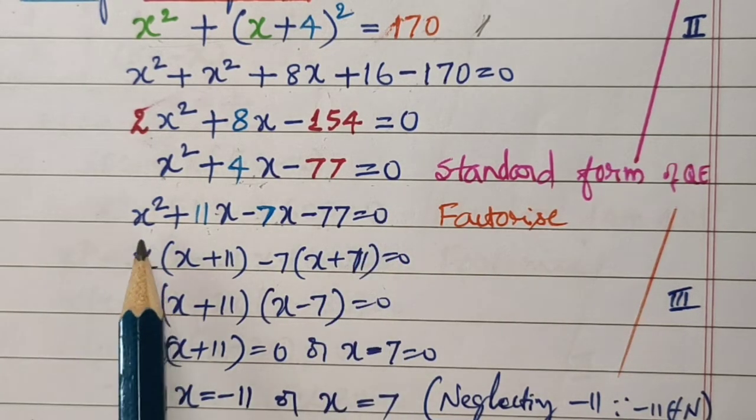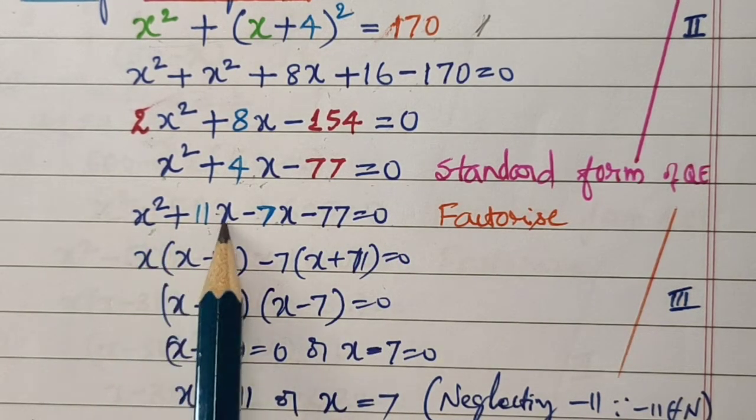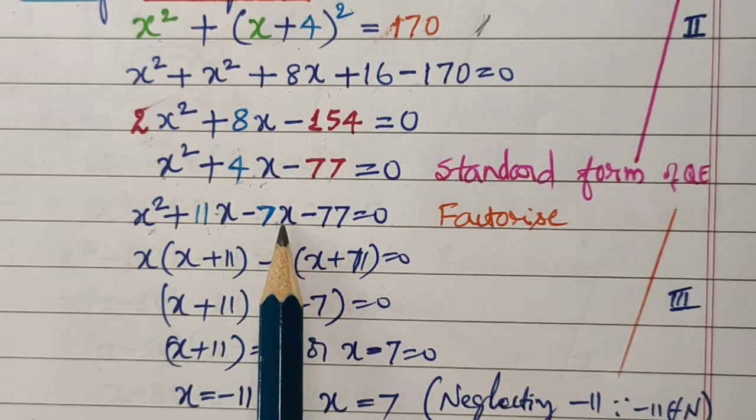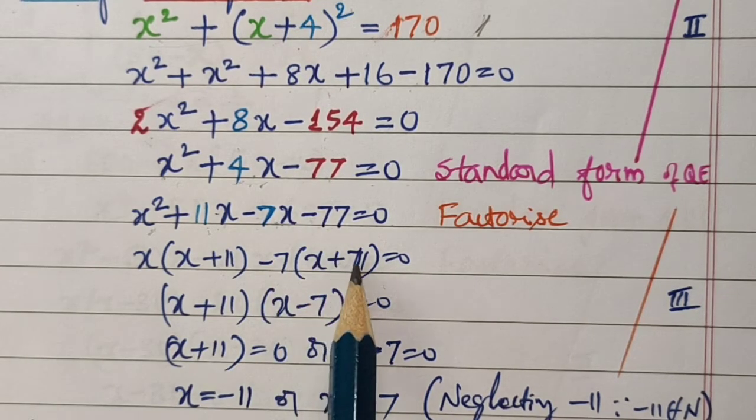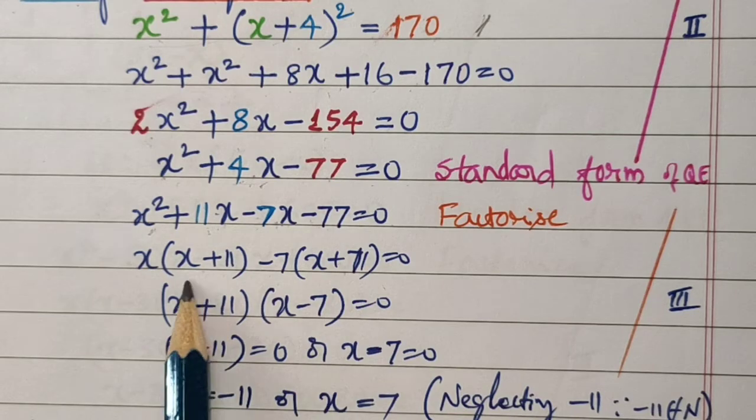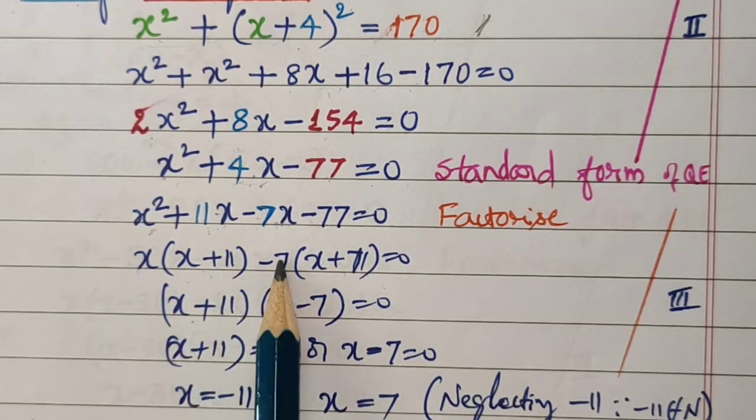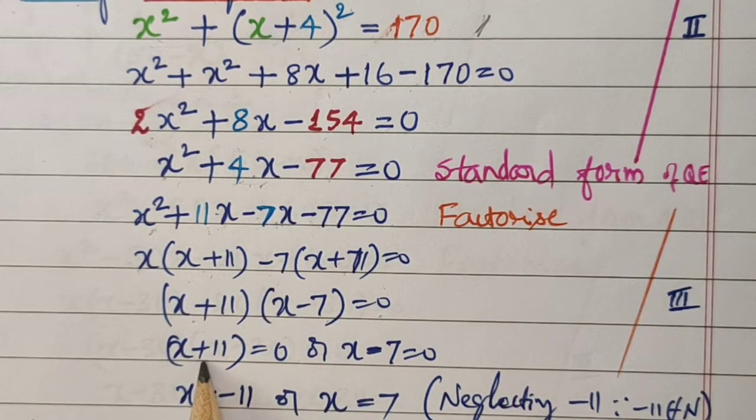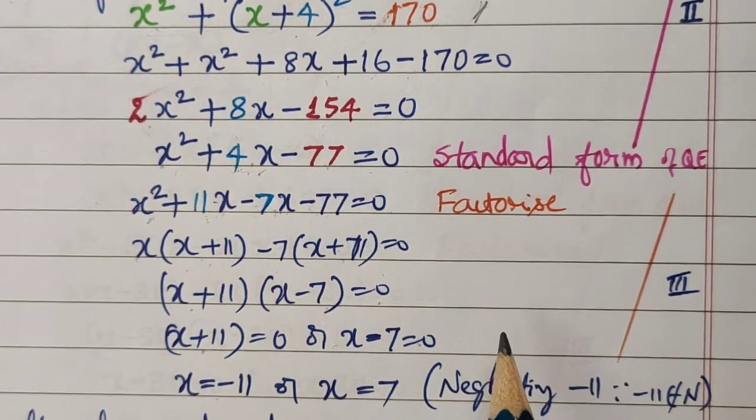Factorize this. Take out x common: x(x + 11) − 7. When you take out x, minus 7 will become plus 11... Take common out of these two: (x + 11)(x − 7) is equal to 0. x + 11 is equal to 0, or x − 7 is equal to 0. So x is equal to −11 or x is equal to 7.